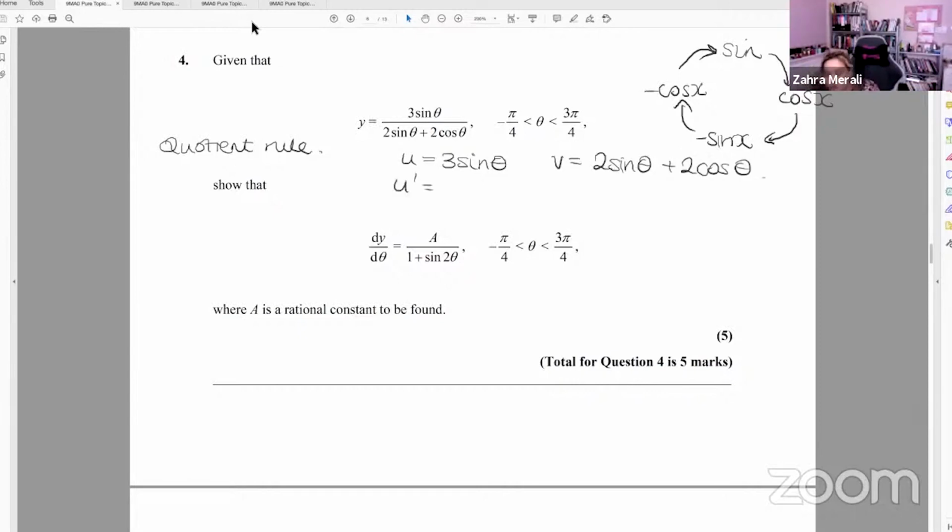So u dash, differentiating u, sine goes to cos. So we're going to get 3 cos theta. Differentiating v, sine goes to cos, and cos goes to minus sine.